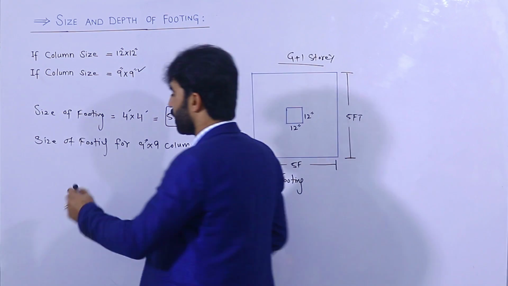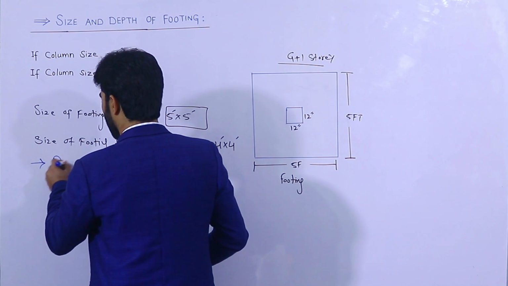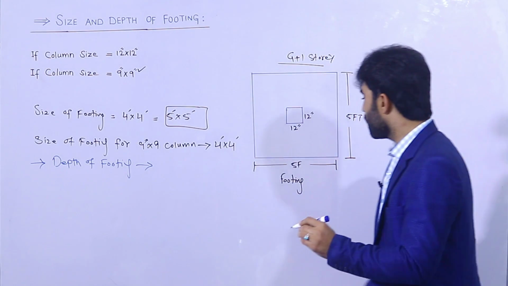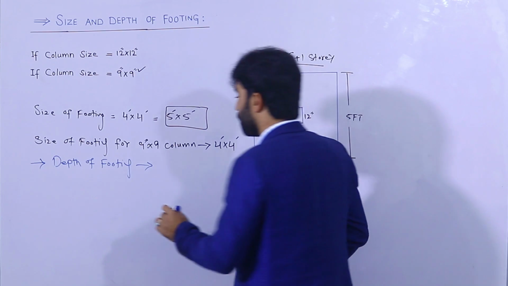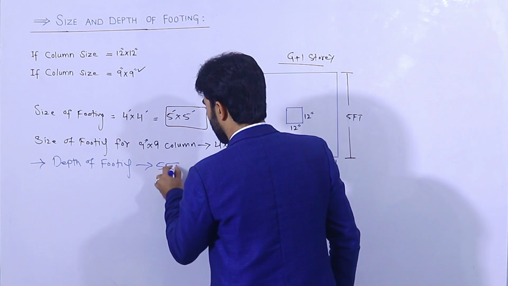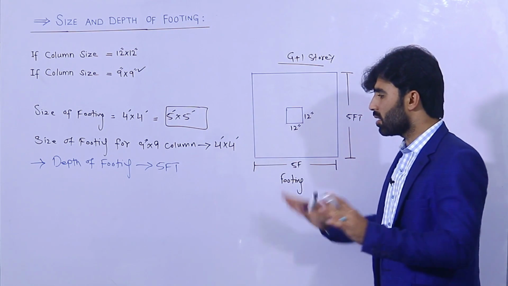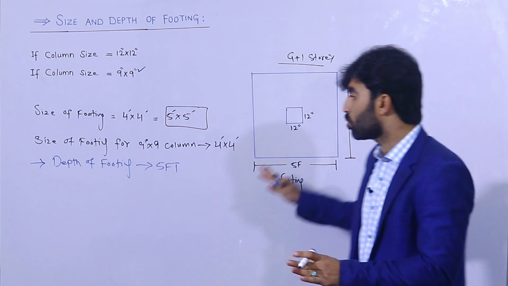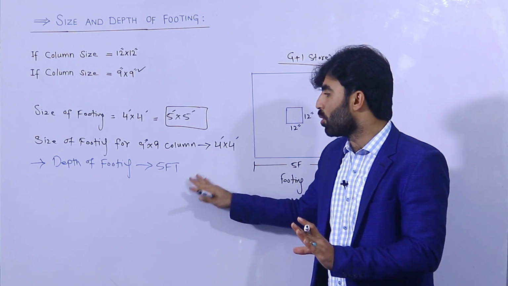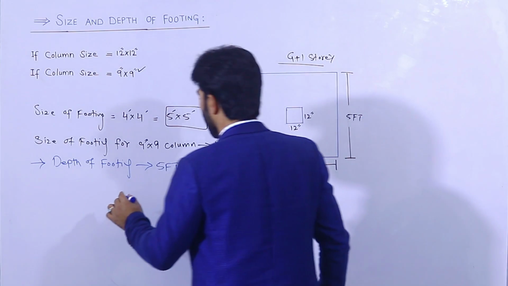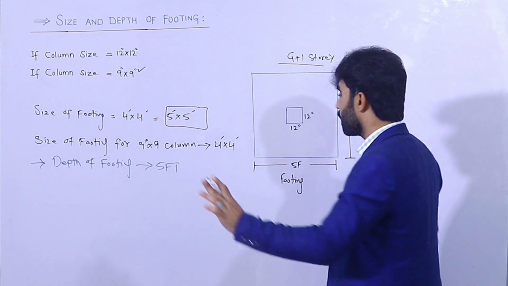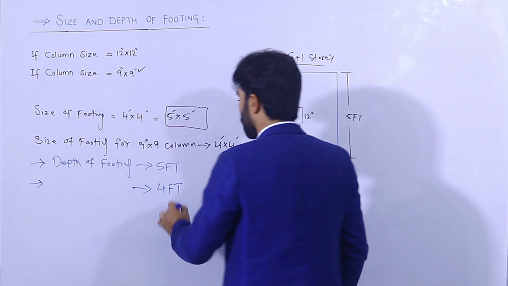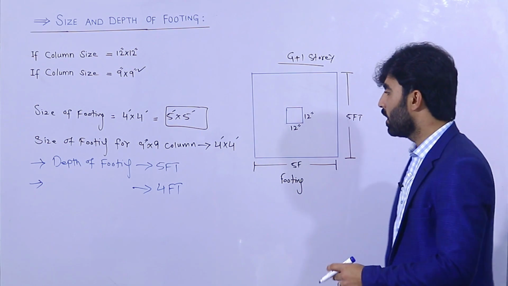Now guys, what should be the depth of footing? When the size of the footing is 5 by 5 feet, you can keep the depth of the footing also 5 feet for G+1 story. It should not be less than this, because I am telling you, you should hire a structural engineer if you are going for multi-story. Because I am going to the safe side, I am telling you it should not be less than 5 feet. It's okay, don't go more than 5 feet. If the size of the footing is 4 feet, the depth of the footing should be the same, 4 feet. I'm telling you this by thumb rule. This is not the standard method.